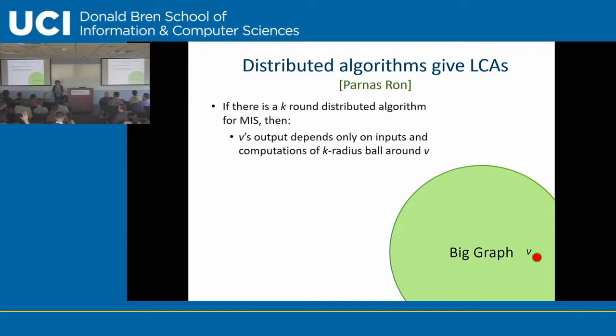Yes? Sorry, is the interconnection network known beforehand to everybody? No. Good question. The question is whether the interconnection network is known to everybody. No. All a node knows is his or her neighbors. That's all you get to know. So now I want to claim that V's output depends only on the inputs and computations of the K radius ball around V.